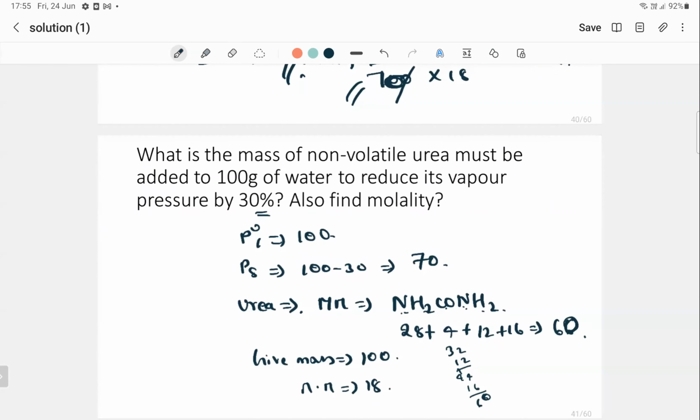This is a non-volatile solvent. If it's a non-volatile solvent, that means the process will not take place. So one should be volatile and another should be non-volatile. The one which is volatile will exceed the vapor pressure. We are adding everything with the vapor pressure formula only, right? So one thing should be volatile and the other non-volatile. Clear?